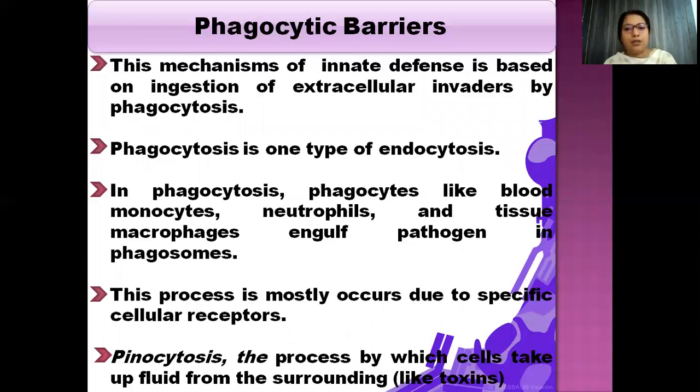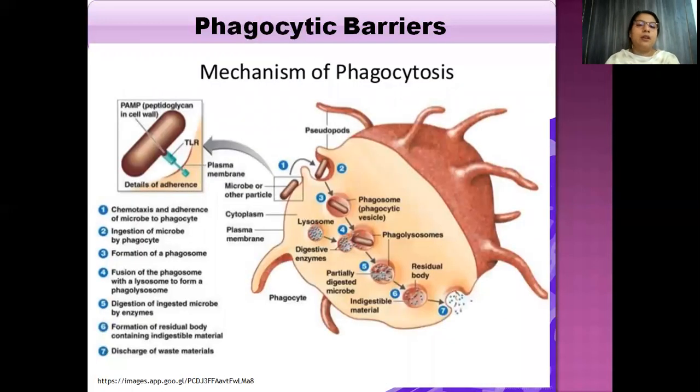Phagocytosis and endocytosis both are the same terms. In phagocytosis, phagocytes or phagocytic cells like blood monocytes, neutrophils, and tissue macrophages engulf pathogens and form a vesicle known as phagosome. This process is mostly receptor mediated. Now, I will explain it through a diagram.